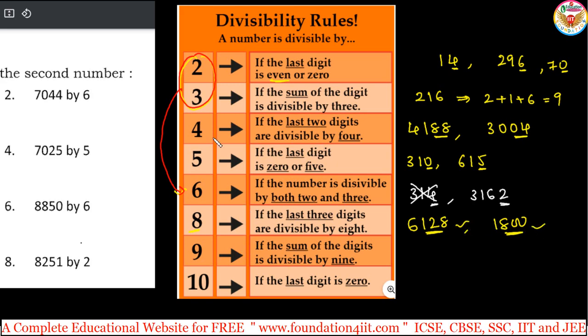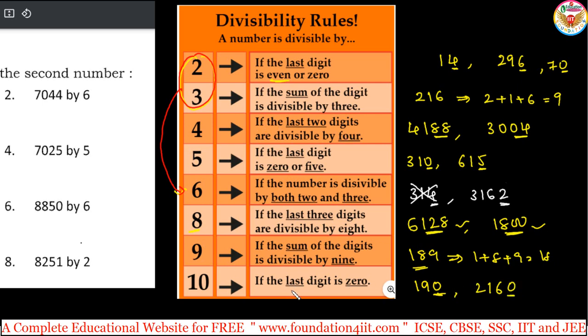And the rule for 9 and 3 are the same. For 9 also we need to add the digits, but the sum should be divisible by 9. If it is 189, 1 plus 8 plus 9, 9 plus 9 is 18. 18 is divisible by 9, so 189 is also divisible by 9. And the rule for 10 is the last digit is 0. Okay, 190 or 2000 or 160. The last digit is 0, so that is divisible by 10.